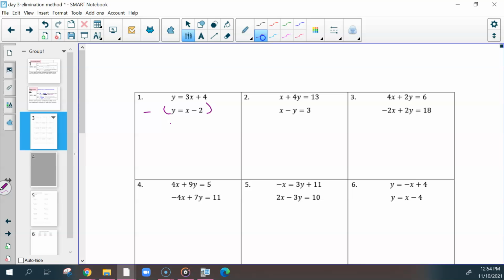Y minus y would give me 0. 3x minus x would give me 2x. 4 minus a negative 2 would be the same thing as 4 plus 2. So this would be 6 plus 6. And then we could solve for x. So subtract 6 from both sides, and divide both sides by 2.